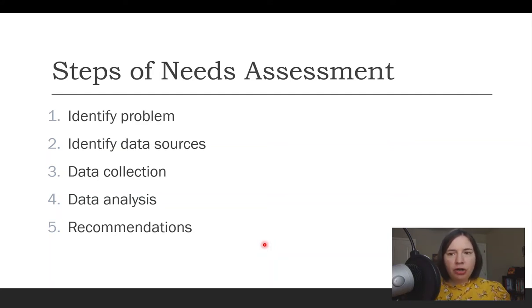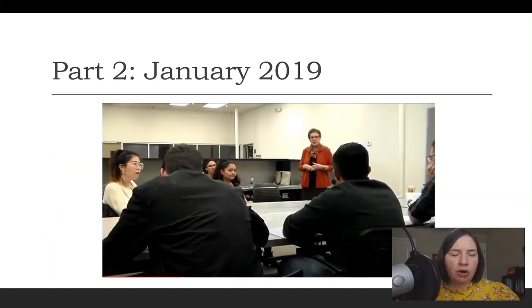So now we move forward to January 2019. And this is some architecture students, and this is the dean of the Teachers College telling them about this project and challenging them, saying, okay, this is what we want you to do. We want you to design a building for this. Okay. So now these students also go through a needs and learner or user analysis.